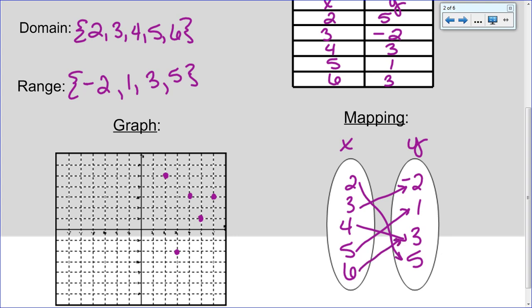So I have 2 arrows going to the same place, which is totally okay. As long as they are going to the same place, it's fine. What you do not want is 2 arrows leaving from the same place. That means you don't have a function. So that is the 4 ways we see a relation or a function represented: ordered pairs, table, graph, mapping.